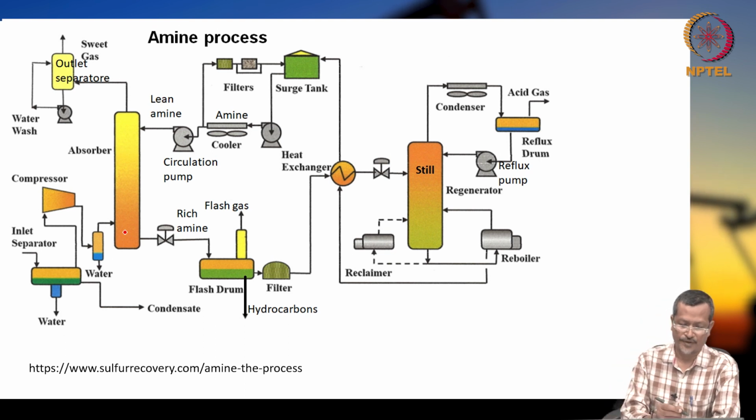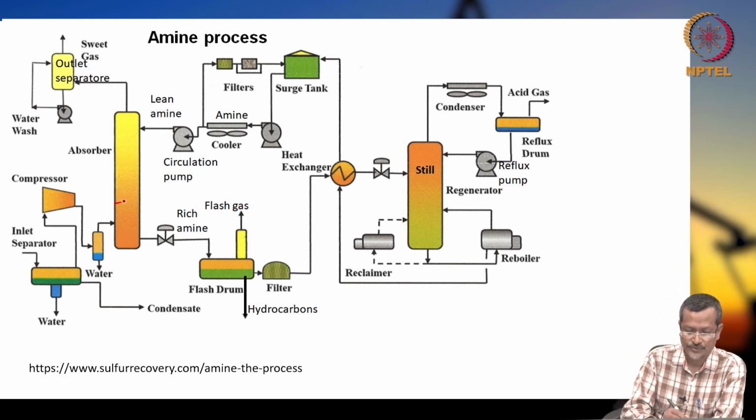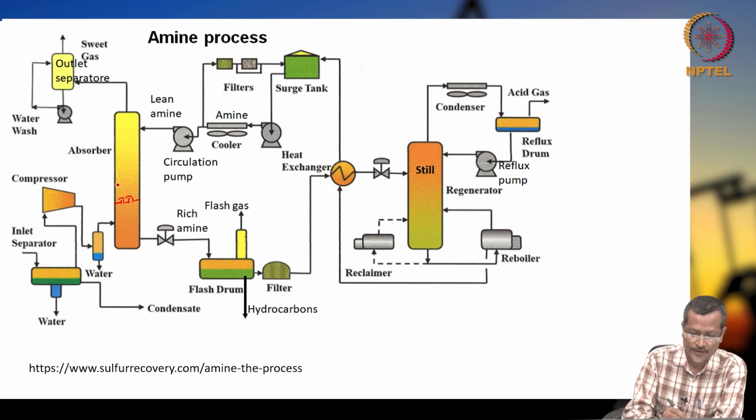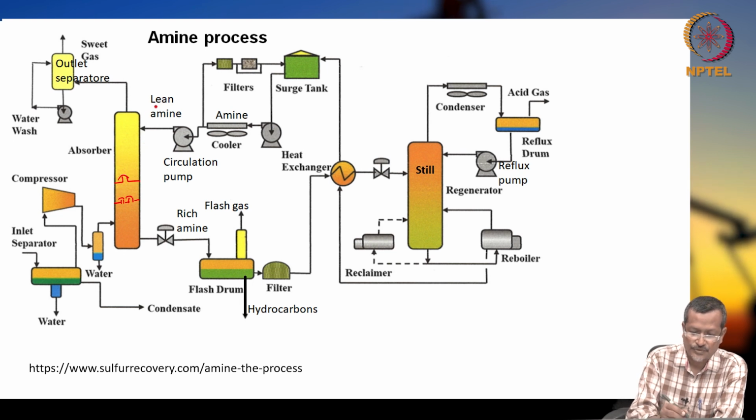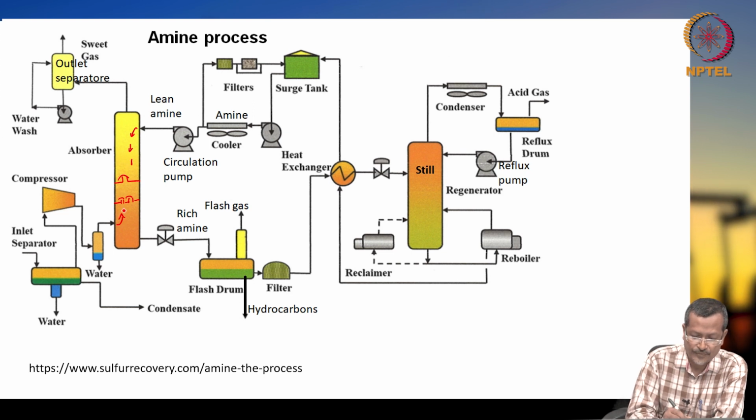So, you see this amine process. The amine process will have one contactor column or absorber column, which will have trays actually. Trays will look like this. Lean amine will be falling down from here and your gas will be going up from here.